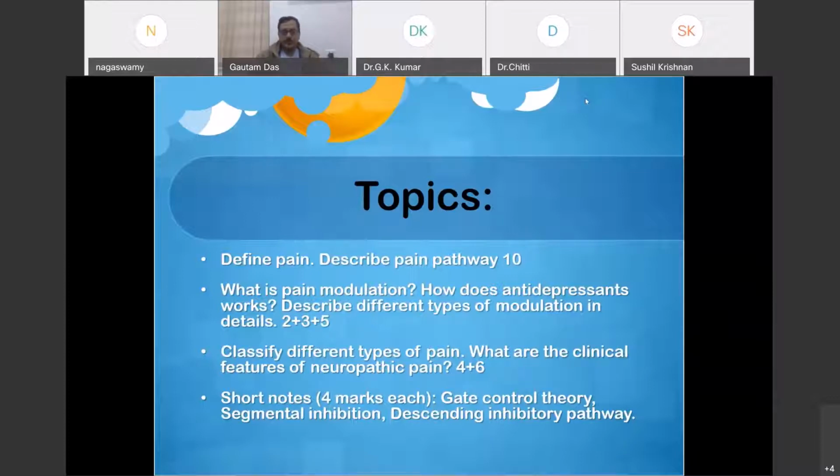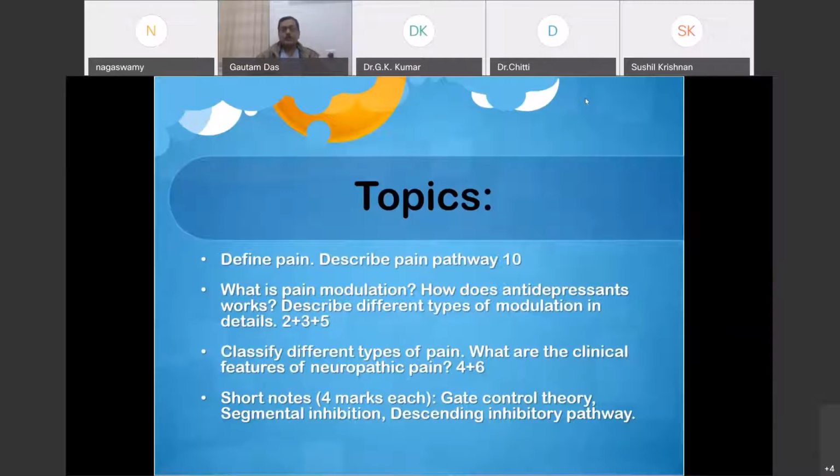So in the subsequent slide, these are the topics and these are the questions which might be there. One question might be: define pain and describe the pain pathway. It might carry 10 or even 15 marks. Another question might be: what is pain modulation and how do antidepressants work? Describe the different types of pain modulation in detail. So this can be another question.